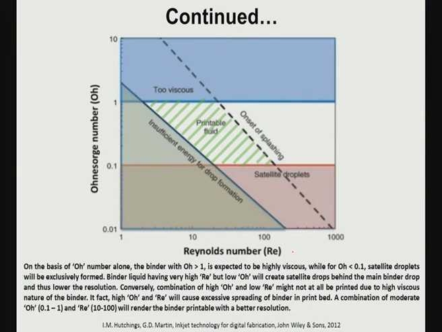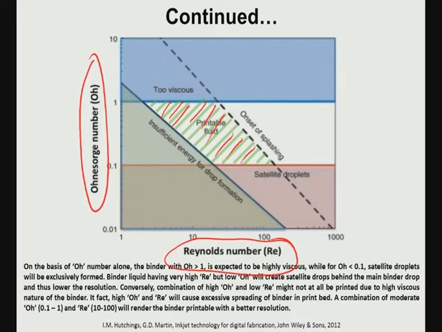So, in this particular case, once the Ohnesorge number is plotted against the Reynolds number, it will give you certain printable fluid characteristics. What I am trying to say is that binder properties are very important. A binder which has an optimum combination of these two dimensionless numbers, the Ohnesorge number and the Reynolds number, can be printed.